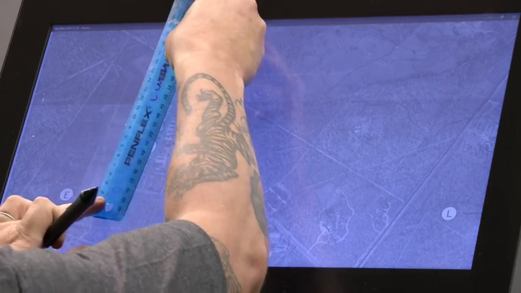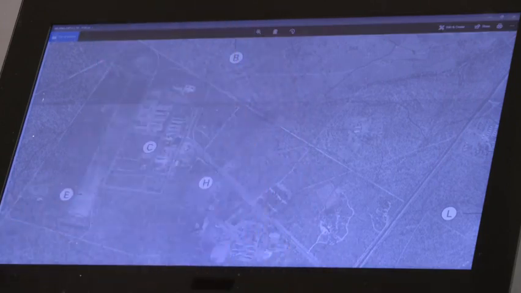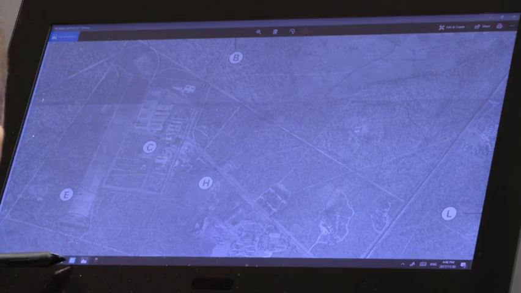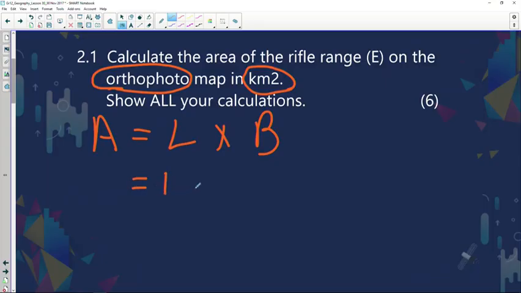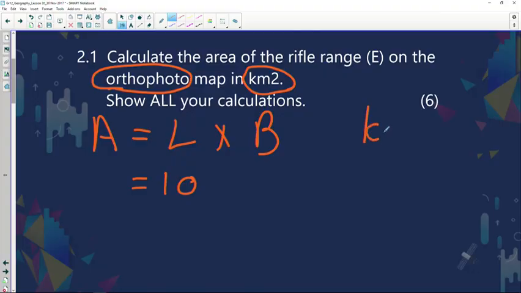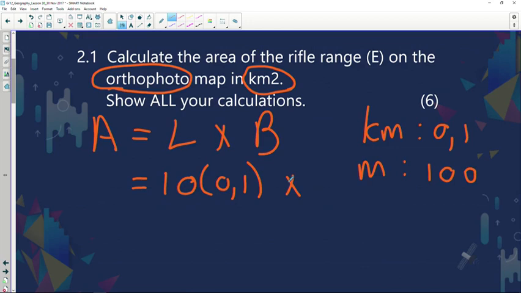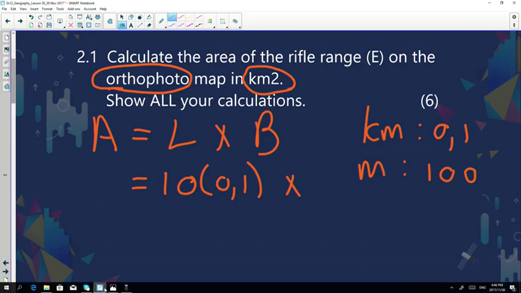So first of all, there you got E. So what you need to do is, you go and measure your length. And the length that we get on the orthophoto is 10 centimeters. Now what is the formula on an orthophoto map? To convert to kilometers, we use 0,1. If we want our answers in meters, we times it with 100. In this case, we want to answer in square kilometers. So it's 10 centimeters times 0,1. Now we need to go and measure the breadth.